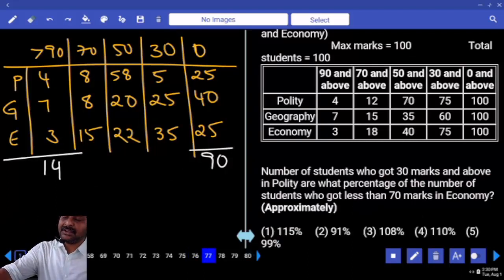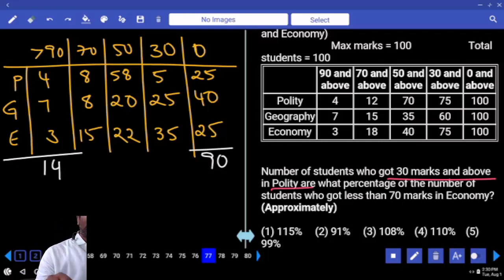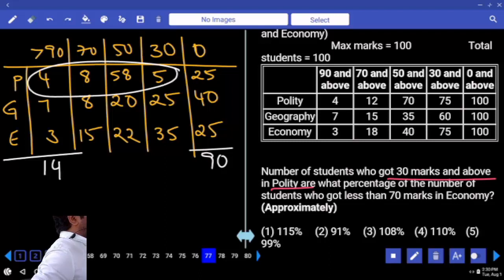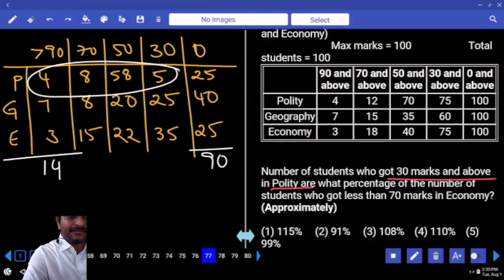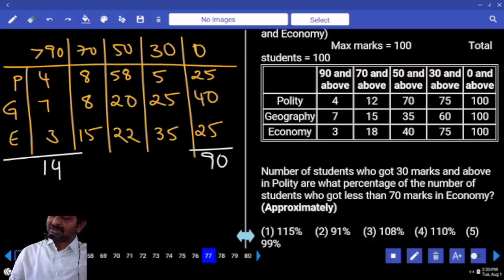Number of students who got 30 marks and above in polity is what percent of total number of students who got less than 70 marks in economy? 30 marks and above in polity, in the sense sum of all these values only. Instead of adding all these, 100 minus remaining 25 only, because here we have 25. If that is taken out from 100, that gives you sum of remaining values. How much is that? 75 is what percent of?